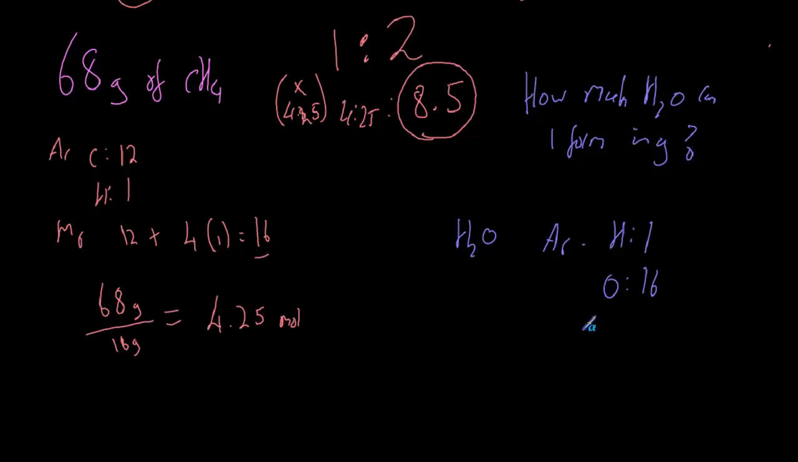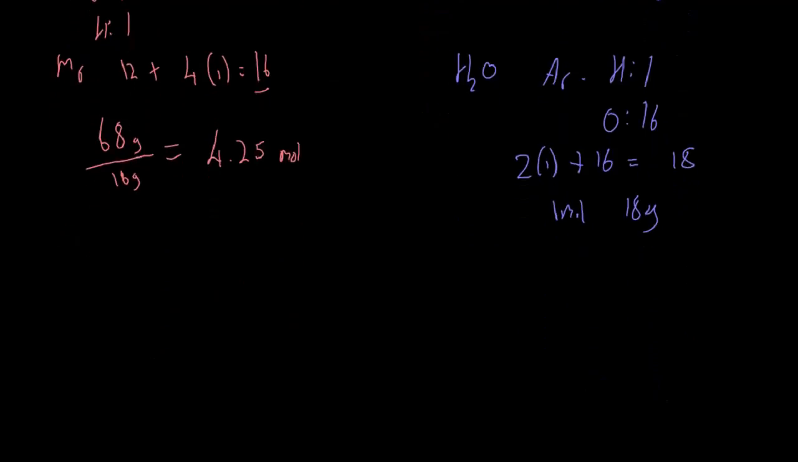You'll get the periodic table in your test. H2O is 2 hydrogens, so 2 lots of our 1 from the hydrogen, plus 1 oxygen, which is 16. 2 plus 16 gives us 18 grams. That gives us 18 as the relative formula mass, and therefore 1 mole will weigh 18 grams.